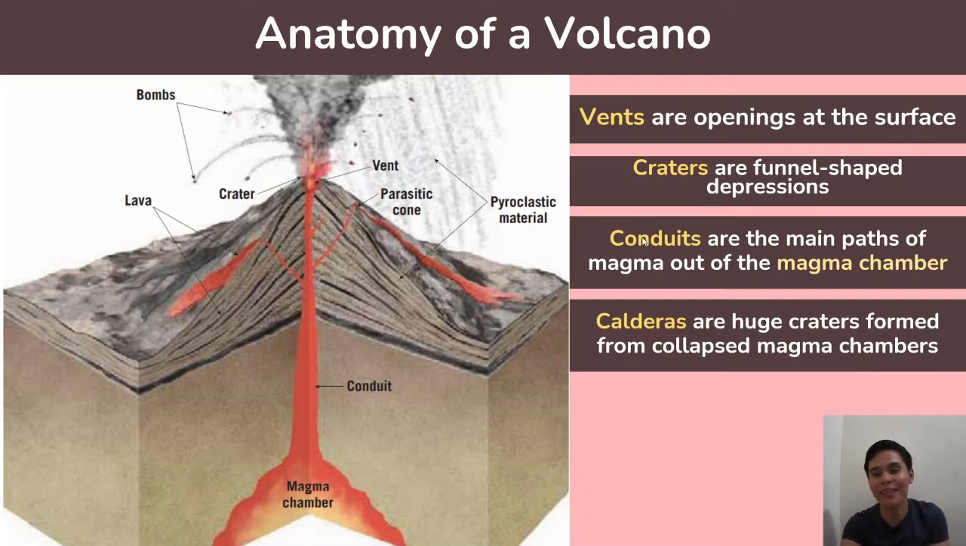Conduits are the main paths of magma out of the magma chamber. So it's like the main tube of the magma to exit out of the Earth's crust. And finally, there's also the term caldera, which we separate from craters because these are craters formed by collapsed magma chambers. When the entire mountain collapses into its magma chamber, that is a caldera, right?